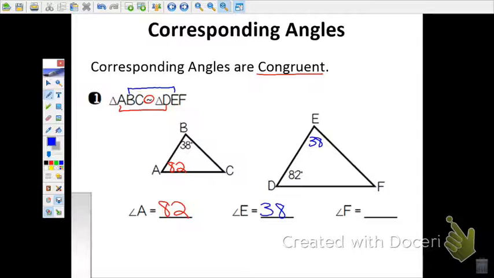So F would be 60 because 3 angles in a triangle add up to 180. So what do we know about angle C? It would also be 60. Okay. So even though we're talking about similar polygons, the corresponding angles are still congruent.